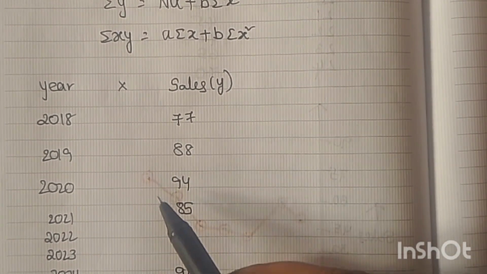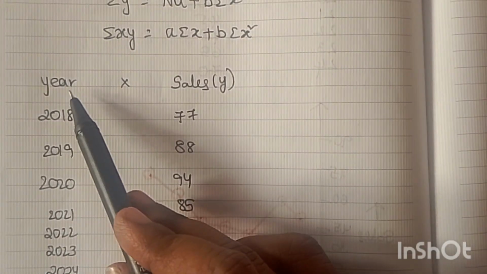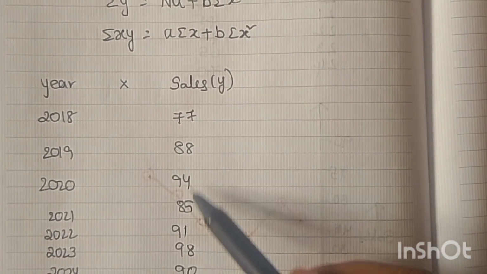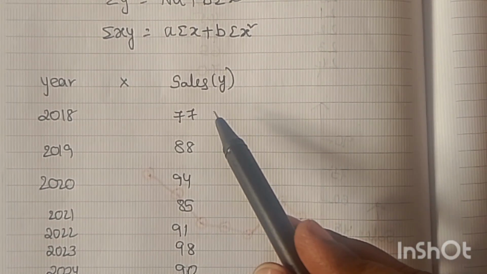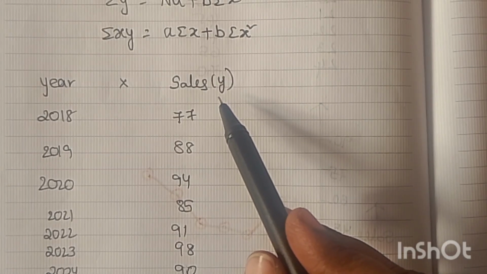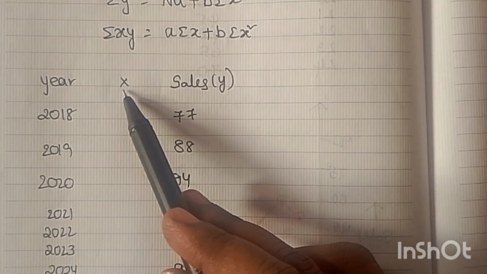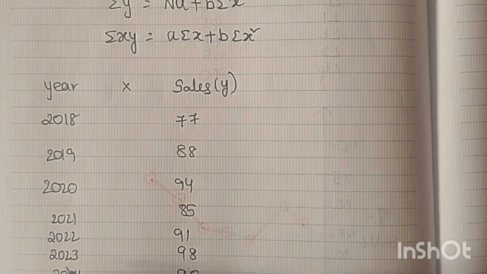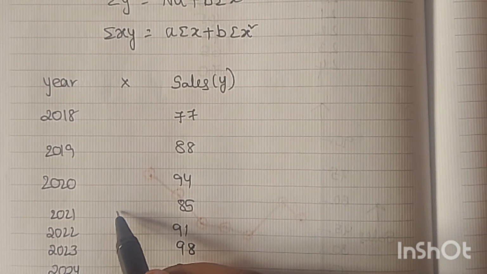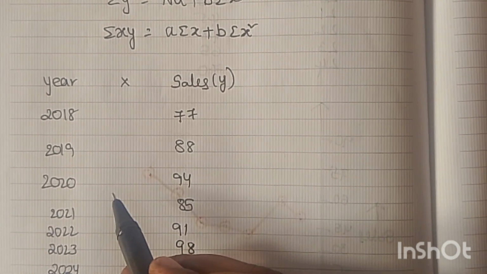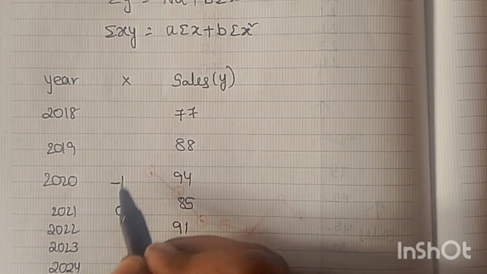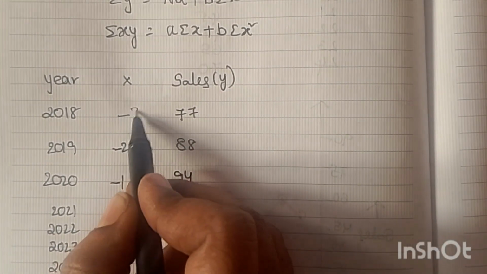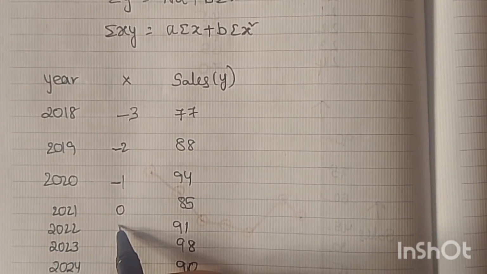Suppose this is the year, number of years, and the sales value in lakhs. In sales we denote with y. So what about the value of x? Here x means a mid value we can give, that is equal to 0, and above 0 we go to negative values, -1, -2 and -3, and below that the values are 1, 2, 3.